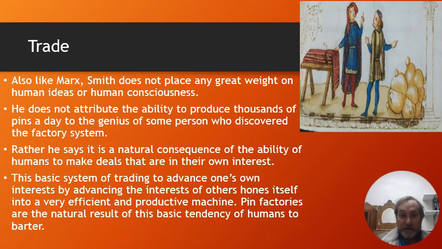Now, also like Marx, Smith doesn't place any particularly great weight on human ideas or human consciousness as sort of driving history in the way that Hegel thought. So this innovation of the factory system, he doesn't attribute this huge increase in productivity to the genius of some person who invented it. He says, yeah, this is just a natural consequence of what humans do. Humans are always going to make deals that are in their own interest. And if you let them keep doing that, they're going to come up with innovations and you're going to end up with increased productivity.